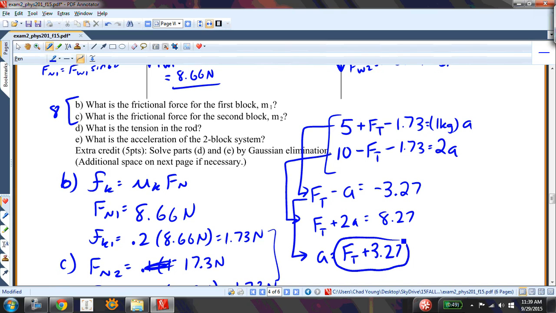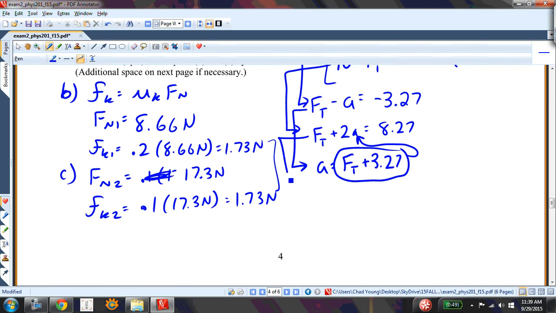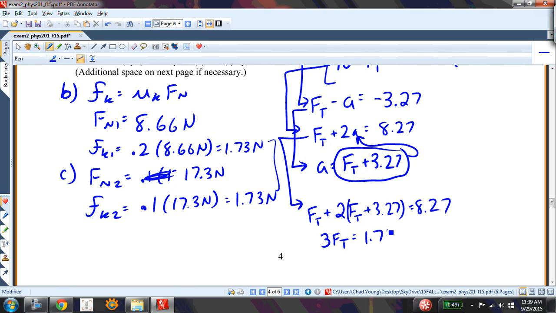Then I take this and plug it in here for a. Ft plus 2 times (Ft plus 3.27) equals 8.27. Then I solve this for Ft. I'm not going to bore you with the algebra, but 3Ft equals 1.73, and so Ft is equal to 0.58 newtons. So that is my tension in the rod, and that's the first part of the problem.